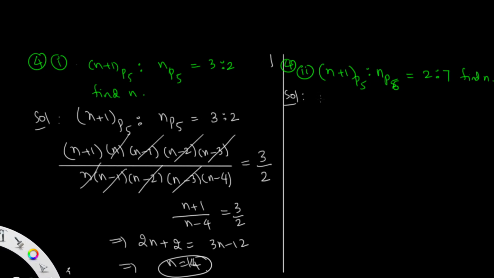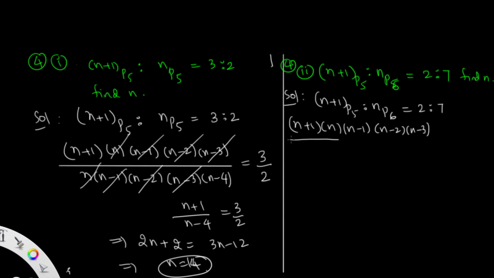So the solution for this one is starting with n plus 1, writing 5 terms, is to nP6 equal to 2 is to 7. n plus 1, n, n minus 1, n minus 2, n minus 3, which we just completed, divided by nP6, that is n into n minus 1 into n minus 2 into n minus 3 into n minus 4 into n minus 5. Count: 1, 2, 3, 4, 5, 6.